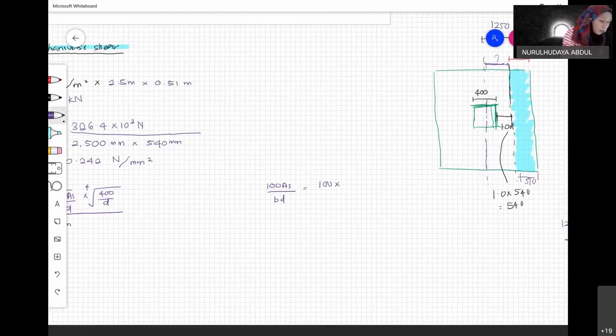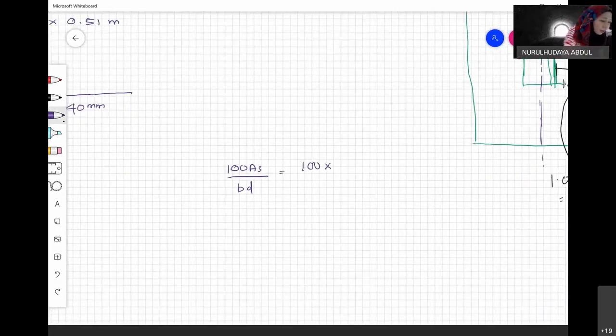Just right here, 1890 mm square. Divide by B. So B is 2000.